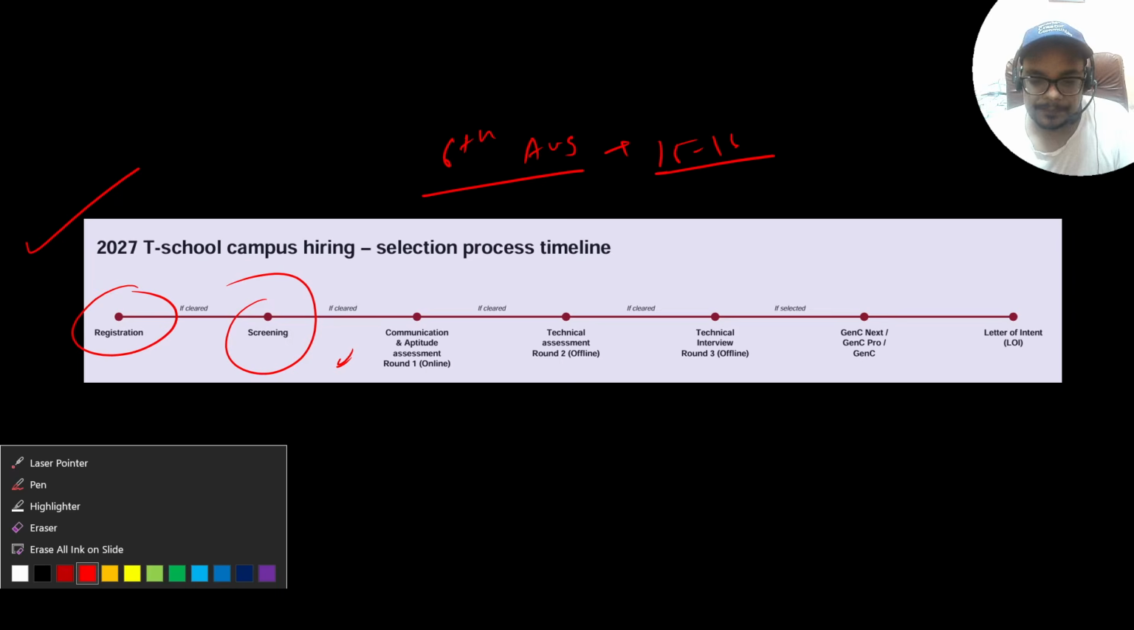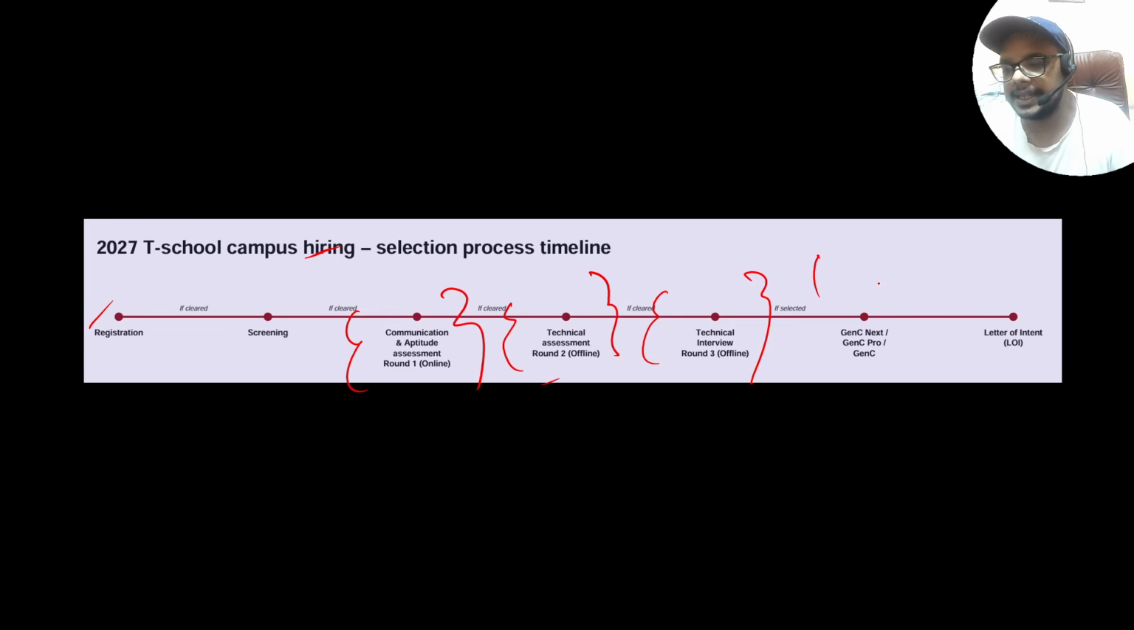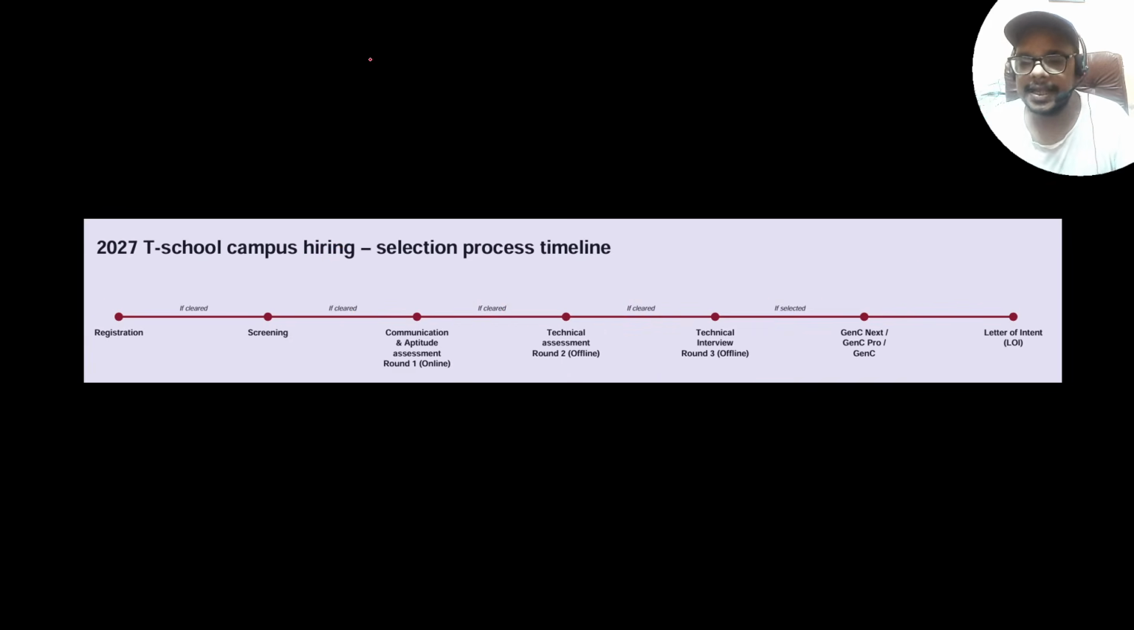So let's discuss the hiring process first. There will be registration and screening. Then round one will be communication and aptitude assessment. Round two will be technical assessment, and round three will be technical interview. Then GenC Next, GenC Pro, and GenC will be there, and there will be LOI. In this hiring process, one important thing is that the communication and aptitude assessment you can take from your home, but the technical assessment you will give from college.